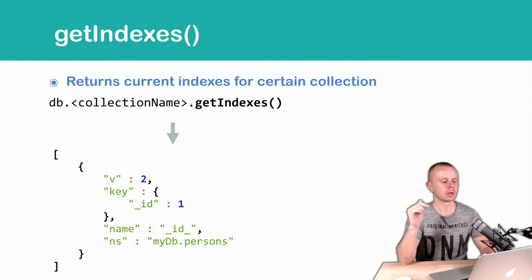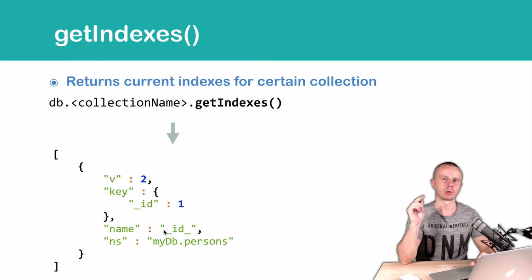As the result, you will get an array of objects, and each object represents one index. By default, there is one: the _id index. Here it is. We have discussed it in the previous lecture.